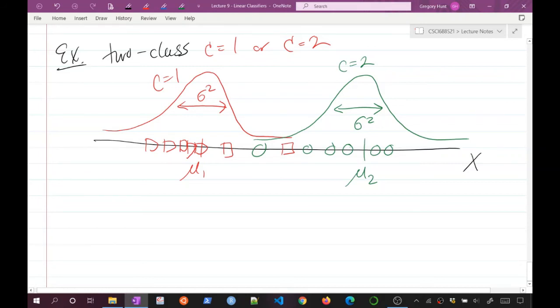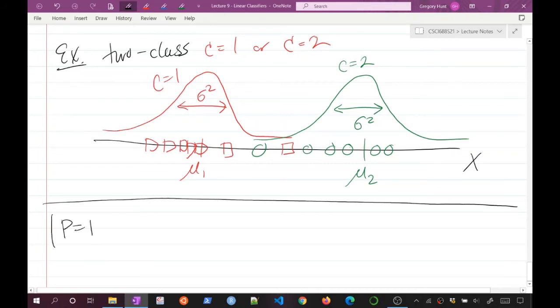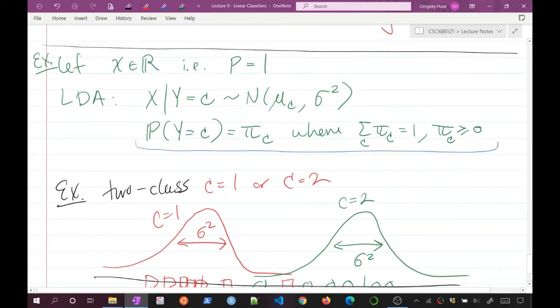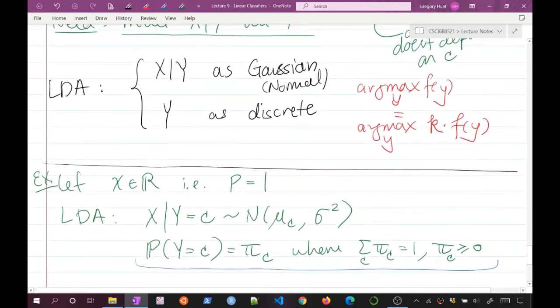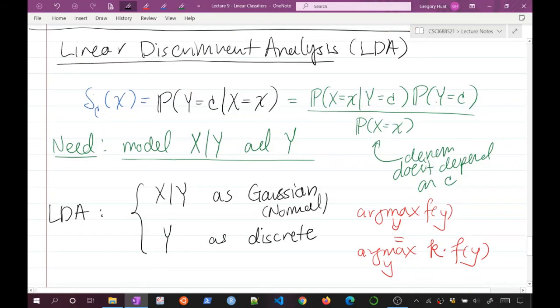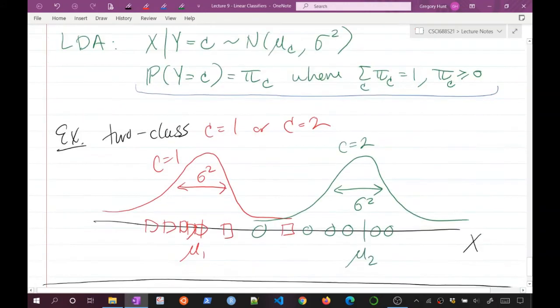And in this case, we can actually write down and do some algebra on what the actual decision boundary is. So again, let's do our derivation for p is equal to 1. And next time, or maybe if we get time this time, we can talk about the case where we have more than one x, a multi-dimensional x, right? But this modeling here gives us everything we need to know because we can calculate probability x given y is equal to c and probability y is equal to c.